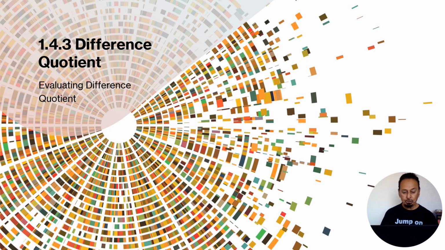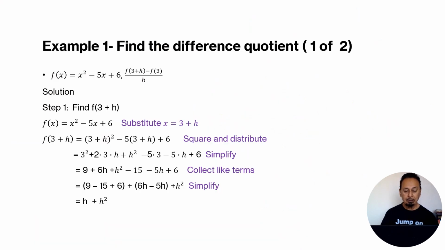In this video, I will show you how to evaluate difference quotient. Example 1. Find the difference quotient, and here f of x equals x squared minus 5x plus 6. And we have to find f of 3 plus h minus f of 3 over h.